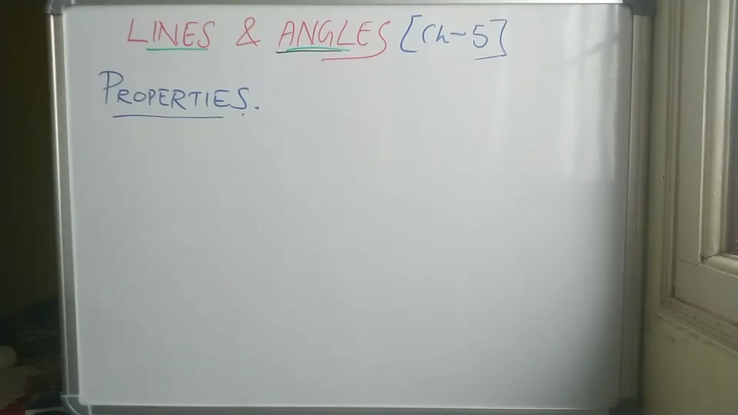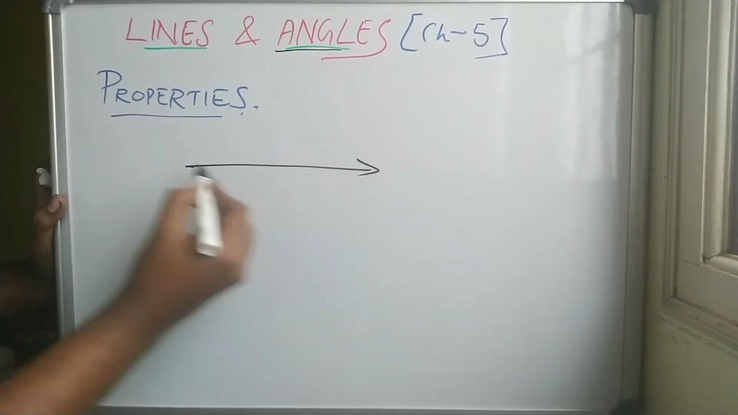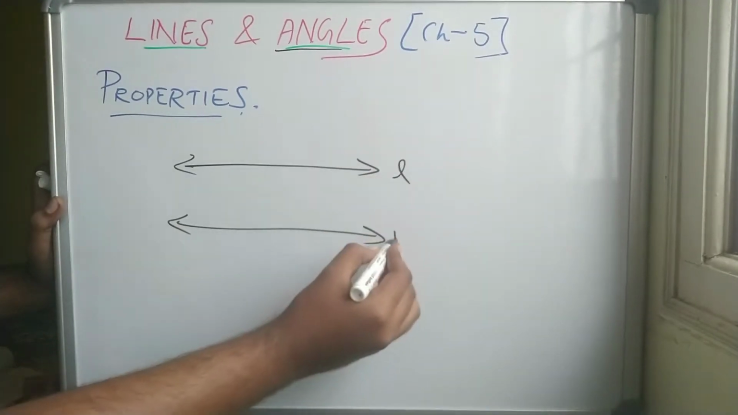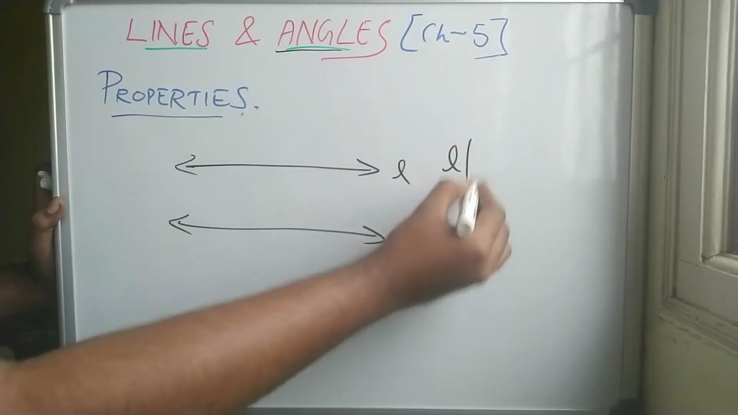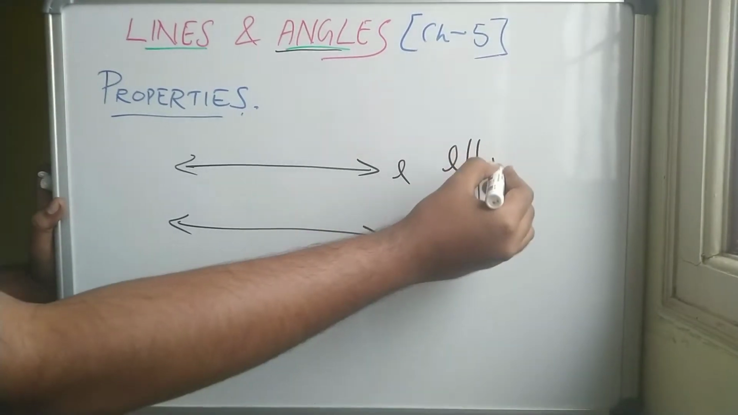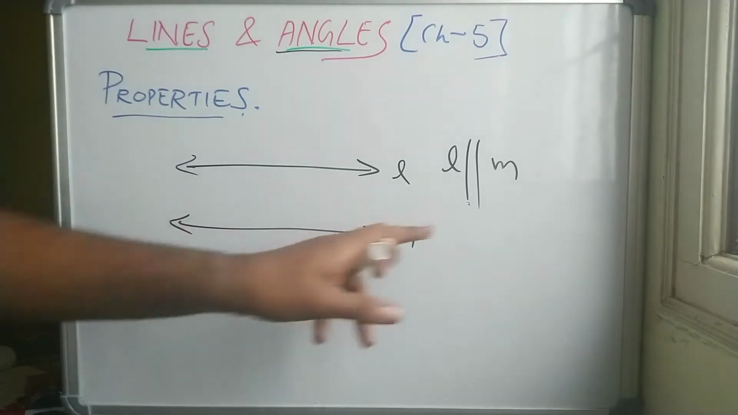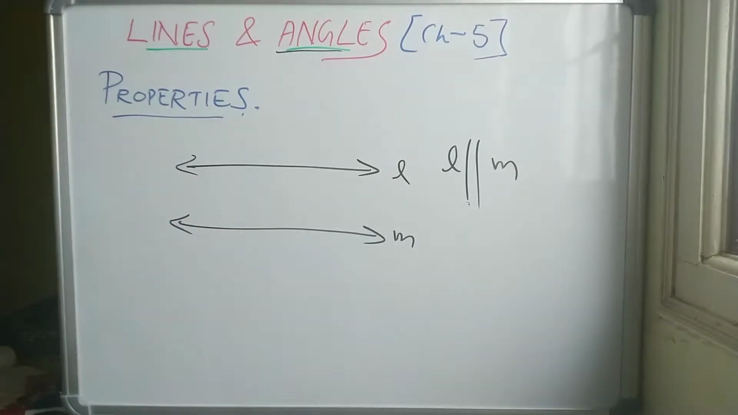Guys, in this video we are going to learn some important properties based on transversal and angles formed by parallel lines. Understand parallel lines. See, if two parallel lines are given, L and M, how to denote parallel lines? This is the notation for denoting parallel lines.